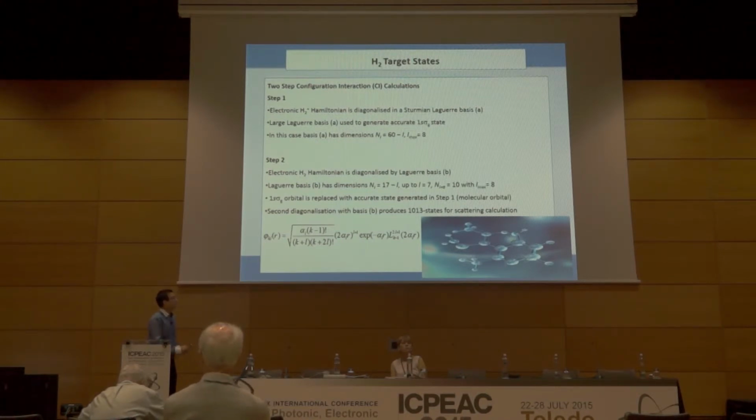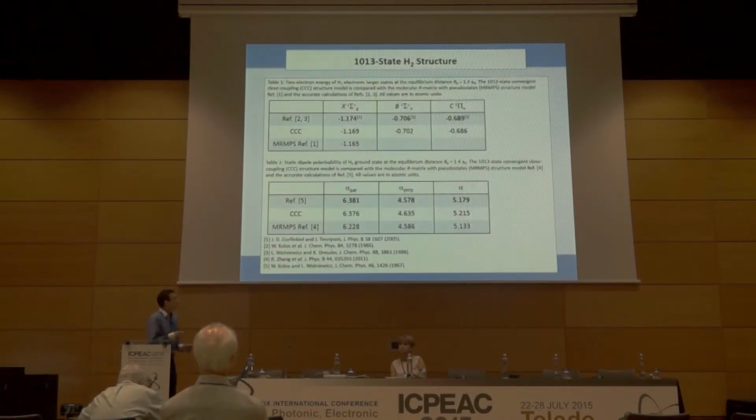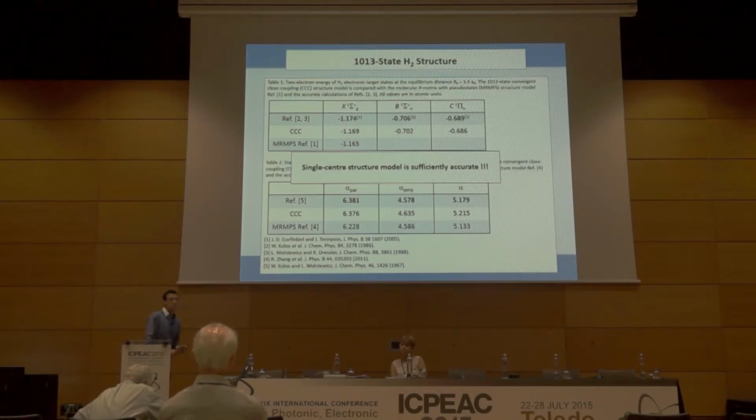So how accurate is this method? Well, we compare with some accurate calculations, given in bold, for target state energies at the equilibrium distance. Our 1013 state model is indicated by CCC, and this is the static dipole polarizability for the ground state. And as you can see, we do quite well. We even surpass the molecular R-matrix with pseudo-states method, which uses a Gaussian basis and performs multi-center expansions. So we've actually got a sufficiently structured model to produce quality collision data.